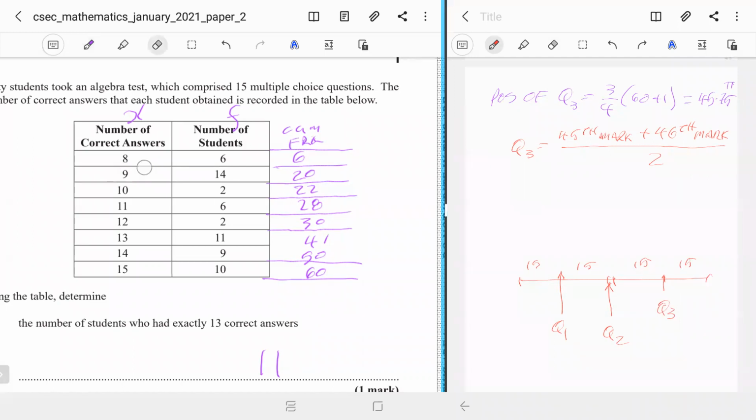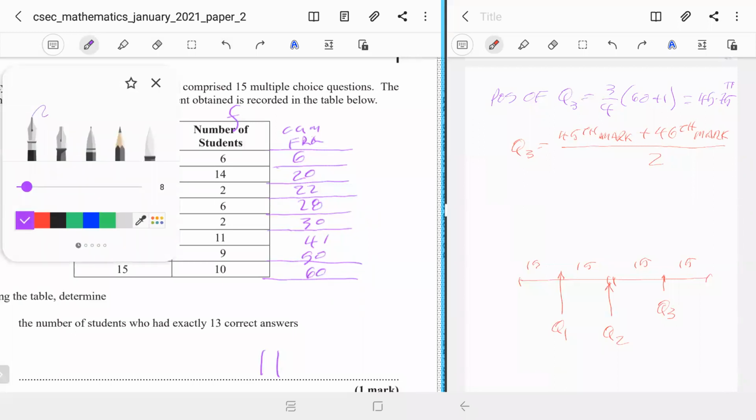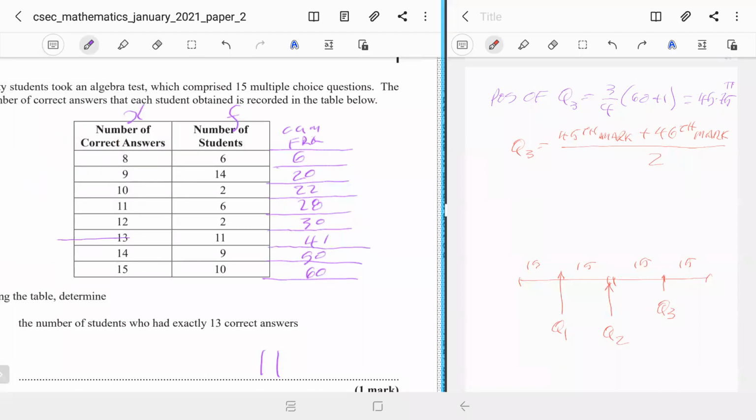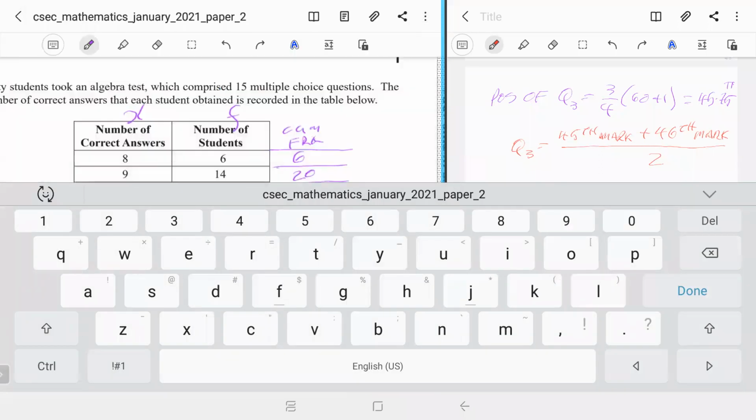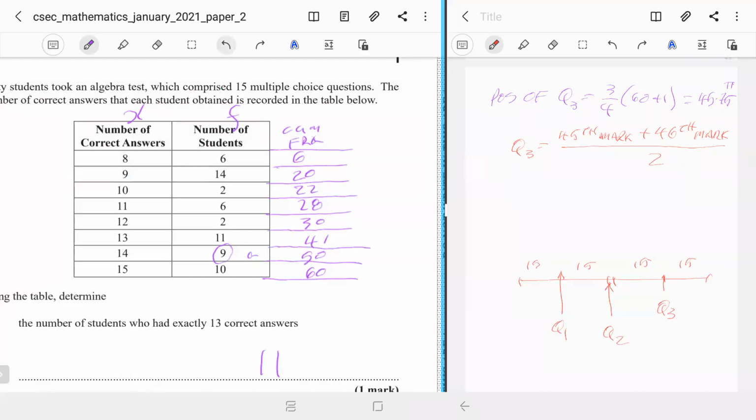So look at the table over here now and tell me what is the 45th mark based on this table. What is the 45th mark? Sir, 14, sir. Good, because when you finish right here, you reach 41. And then this 9, take it from the 42nd up to the 60th. So both of them, fortunately for you, are 14, right? Yes, sir. So Q3 is equal to 14 plus 14 over 2.